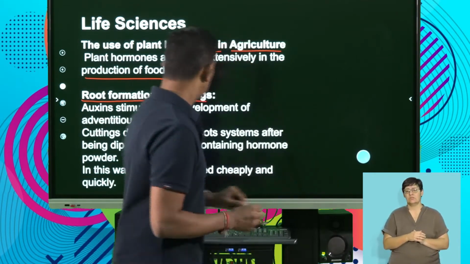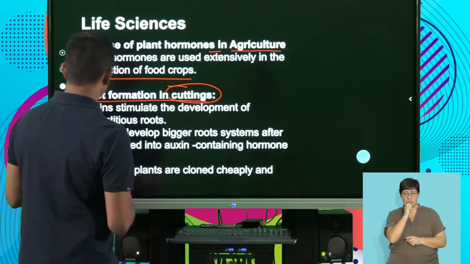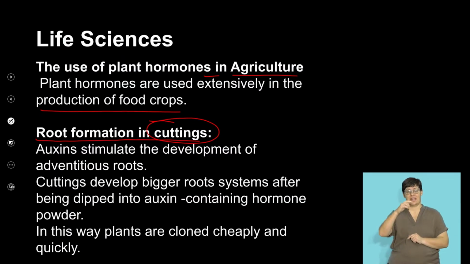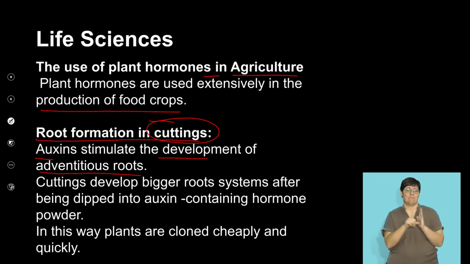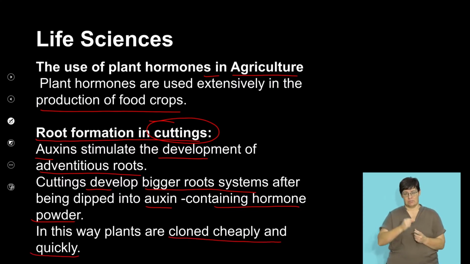And so we call auxins used in the cutting rooting hormones. So auxins can stimulate the development of roots, and you'll find that the roots are an important part of the success of a cutting growing. So cuttings develop bigger root systems after being dipped in an auxin-containing hormone rooting powder. In this way, the plants are cloned cheaply and quickly.